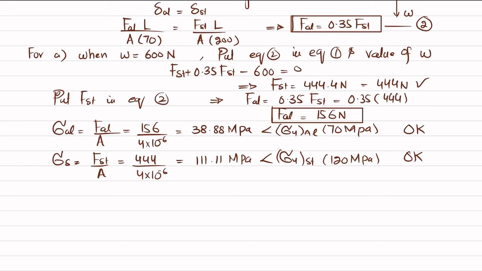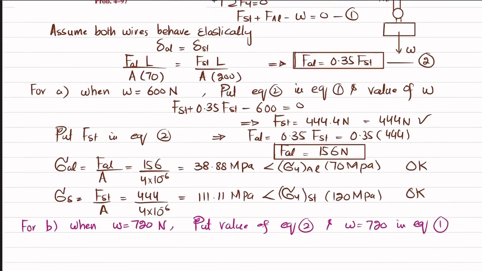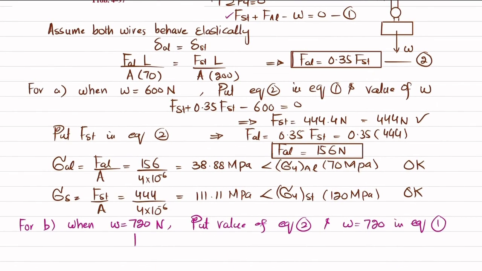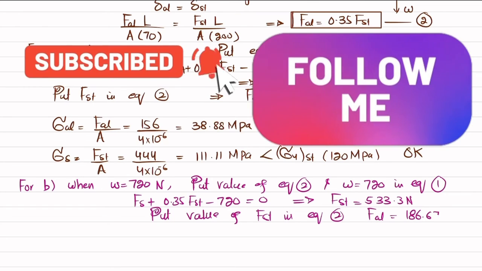Now we will solve part B, when W is equal to 720 Newton. So put the value of equation 2 and W equal to 720 in equation 1. This is equation 1. So F of steel plus F of aluminum, where F of aluminum is 0.35 times F of steel, minus 720 is equal to 0. When you calculate it, you will get F of steel equal to 5333.3 Newton. Now put the value of F of steel in equation 2, and you will get F of aluminum equal to 186.67 Newton.